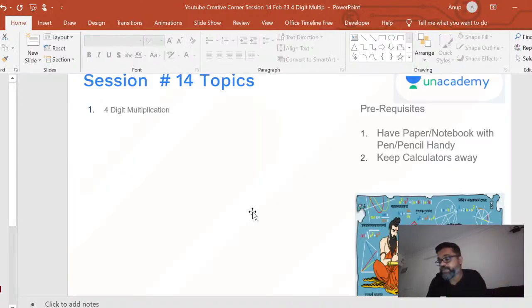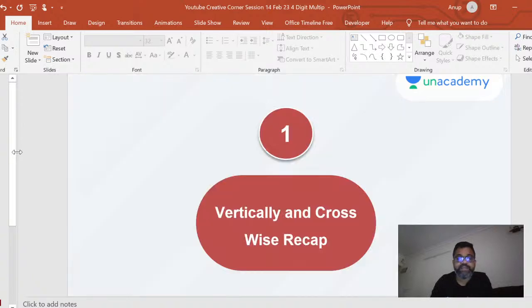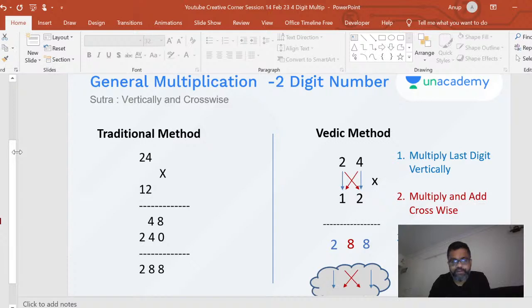Okay, so today we're going to talk about 4-digit multiplication. All right, so let's quickly recap the vertically and crosswise method. For 2-digit multiplication, if you remember, we are multiplying 24 into 12. And if you remember, this was the traditional method. And maybe if you don't remember because you haven't attended the classes, that's okay. Here's a quick recap, and this is a pattern we will use. It's called vertically crosswise because you have vertical lines and crosswise lines, right?